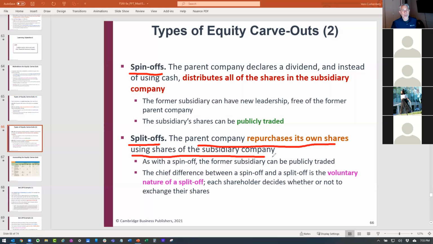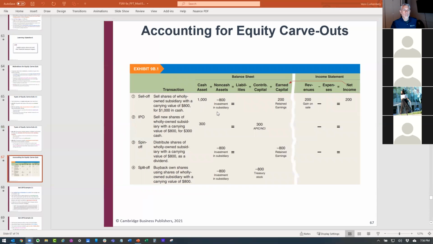Split offs are another carve out, where a parent company will repurchase its own shares using shares of the subsidiary company. The difference between a spin-off and a split off is that a split off requires the permission of the shareholders. They have the choice of whether or not to accept that transaction. The accounting for these is pretty simple. Usually you have a pretty simple exchange of shares or cash for the units of the underlying subsidiary.